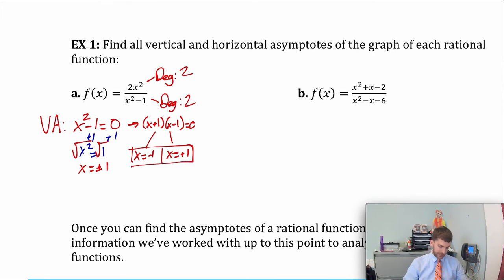Now for the horizontal asymptote, this one again, we've got to look at the degrees. Since the degree of the numerator is equal to the degree of the denominator, we're going to take the ratio of the leading coefficients. So it's going to be y equals the leading coefficient of the numerator, 2, divided by the leading coefficient of the denominator, 1. So in other words, it's the horizontal line y equals 2.